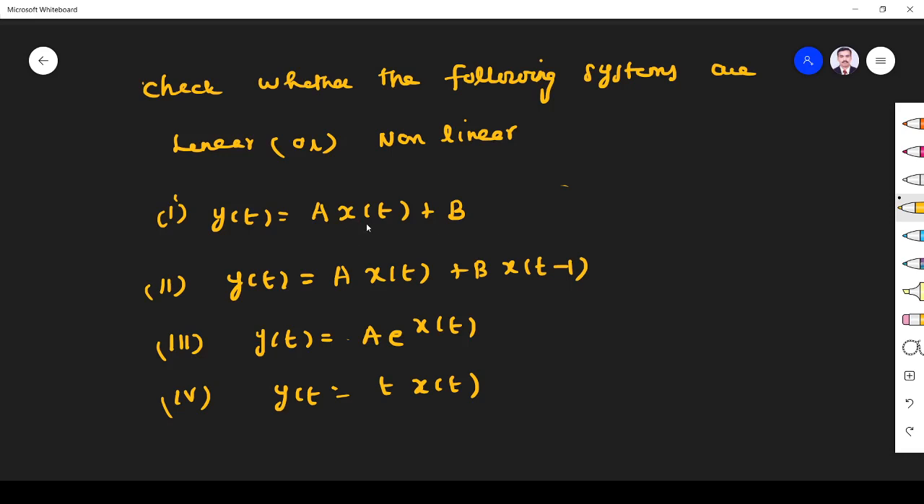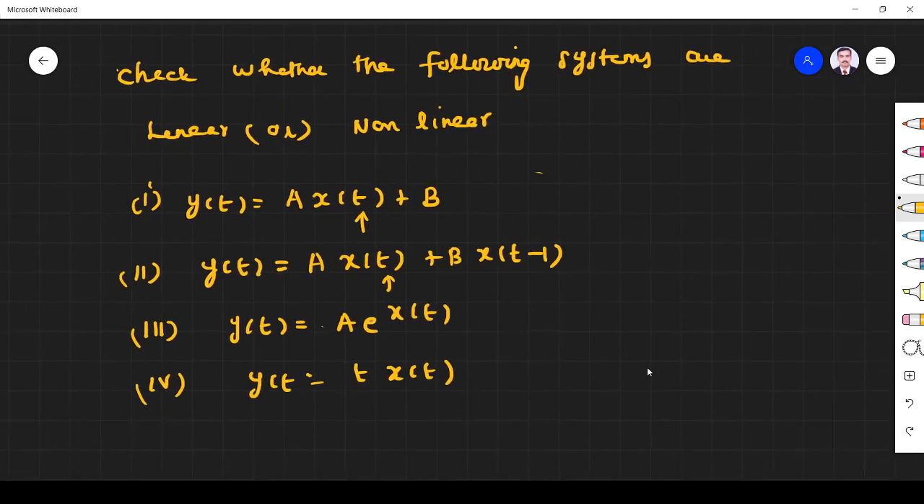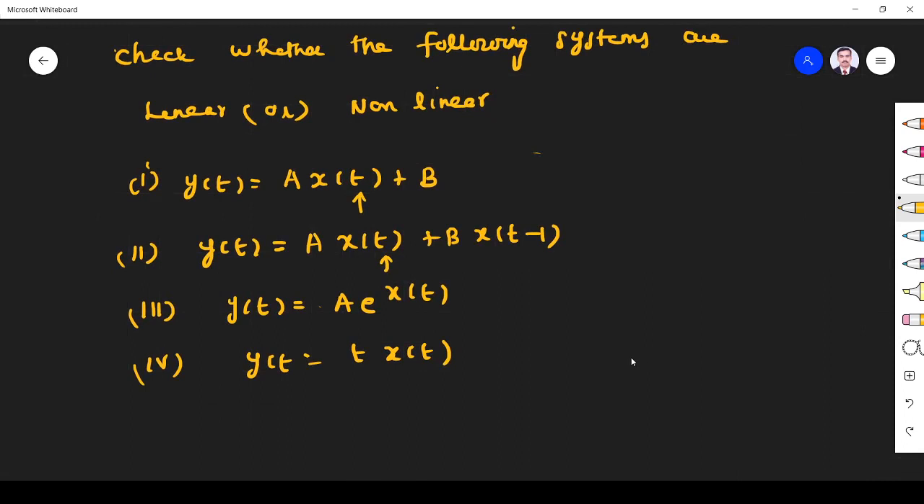In this class we see how to find whether a given system is a linear system or a non-linear system. Here I deal with a continuous time system. You see everything is a function of t, but whatever method I am applying here is applicable for discrete time systems also. The procedure and steps are the same. The only thing is that instead of t, in a discrete time system we use n. Now we see a continuous time system in this video. I will post the next video where I deal with the discrete time system.